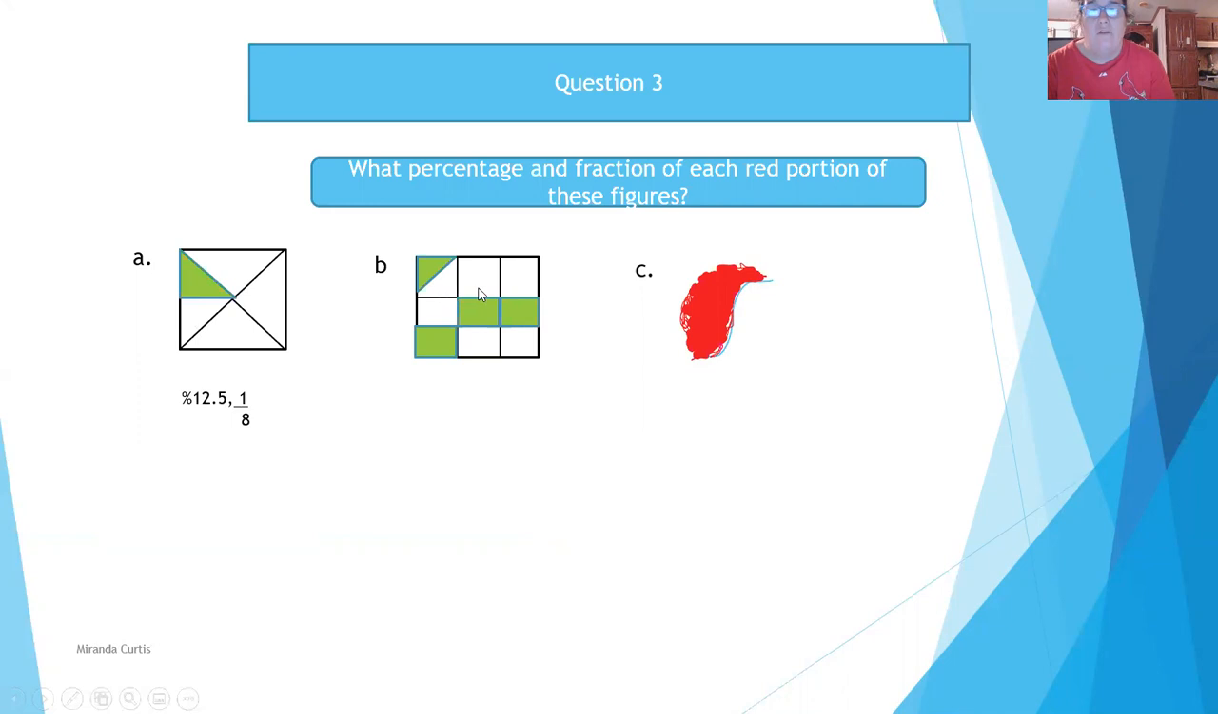Okay, B, we have 1, 2, 3, 4, 5, 6, 7, 8, 9. We have 9 squares. We have 3 fully green squares and 1/2 square. So our percentage is going to be 15.5, and it's going to be 3 1/2. Okay, our last one looks like a Pokeball, but isn't it cool? So we see the red area, and it's half of the circle. So half in percentage is 50%, and the fraction is 1/2.